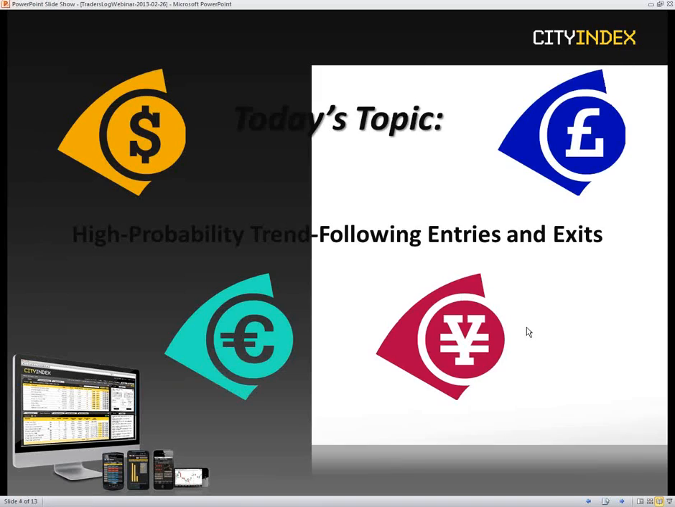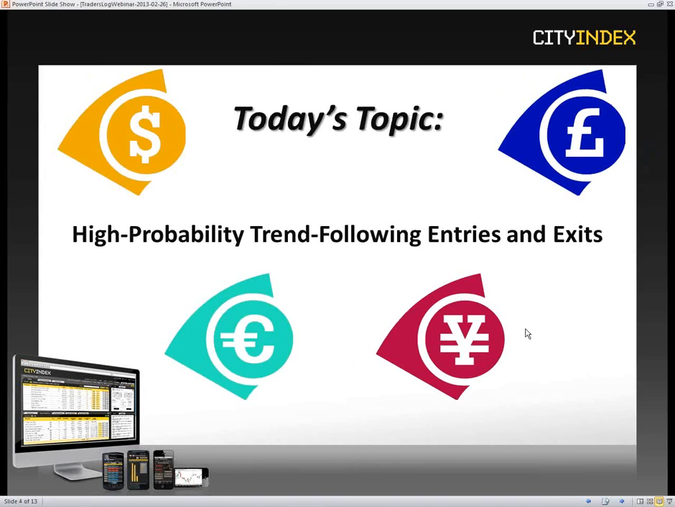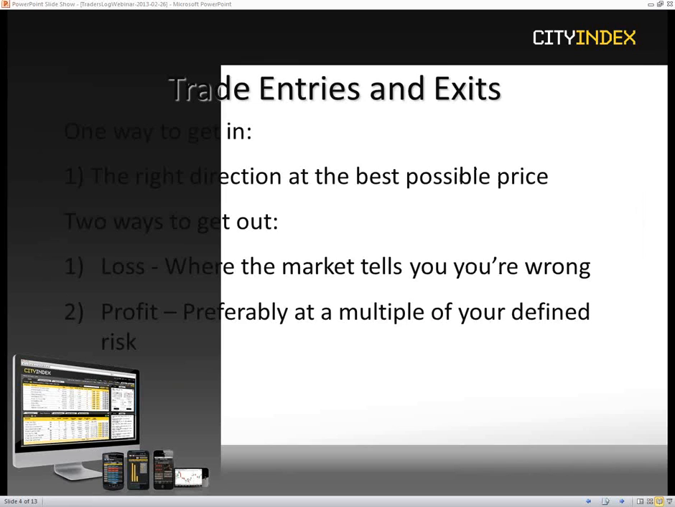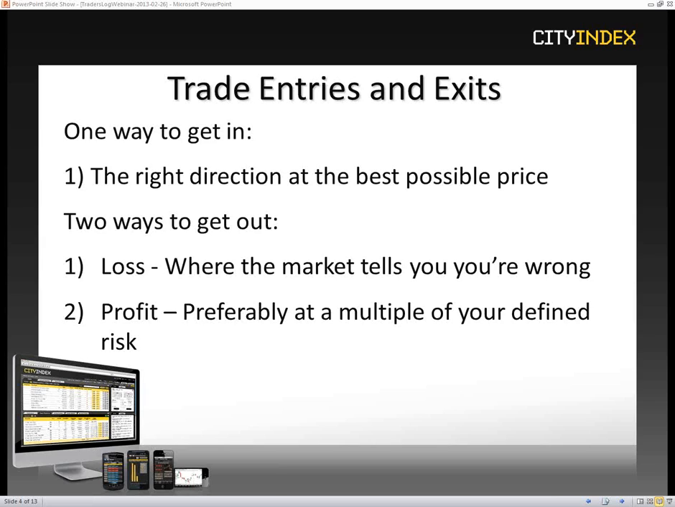Let's talk about high probability trend following entries and exits. Again, I'm just going to be giving you some information on how I approach the markets, and then we're going to move forward into the current markets. For those of you who have seen this before, this is basically my very simple approach to choosing entries and exits whenever you're in any type of trading situation.